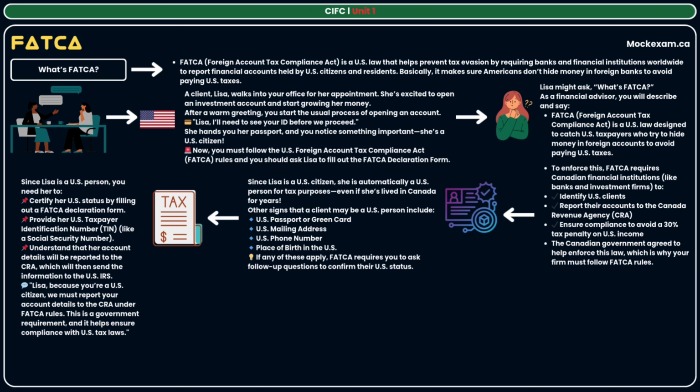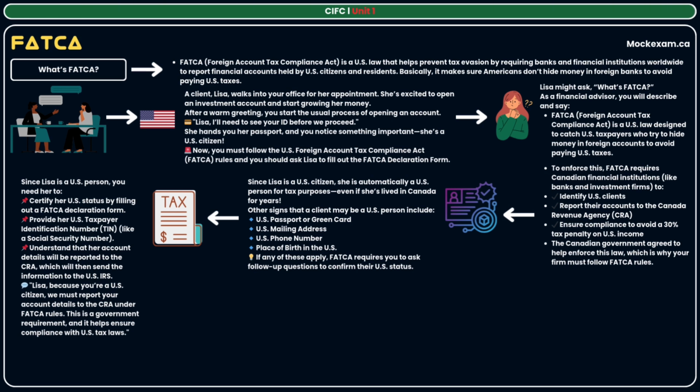So we have CRA in Canada. In the US, it's IRS. When you, as a mutual fund sales rep, identify a US citizen, you report it to CRA. I mean, by you, I mean your bank will report it to CRA. CRA then will send all of the information of that client to the IRS in the US to avoid that 30% penalty, okay? So what would you say to Lisa?